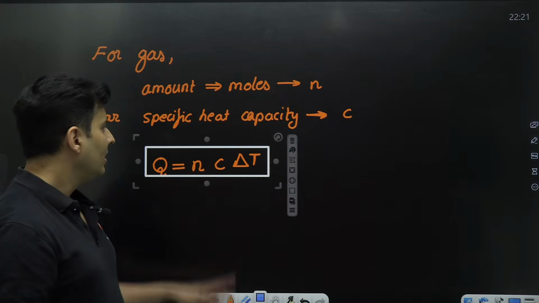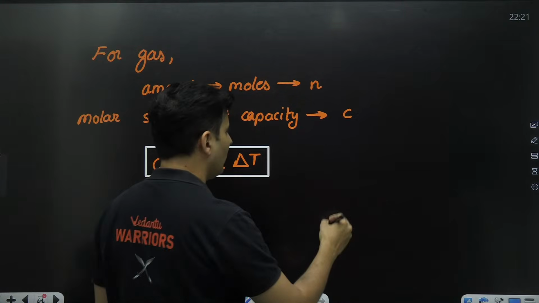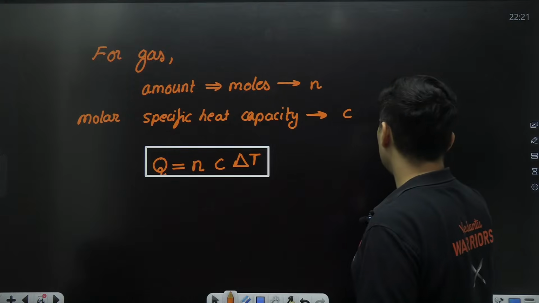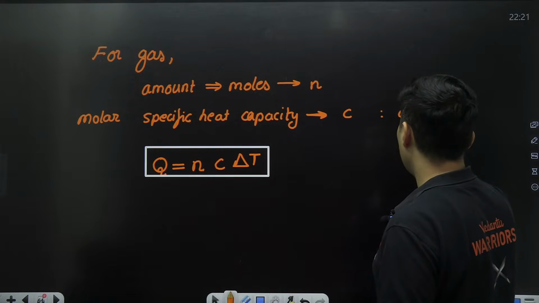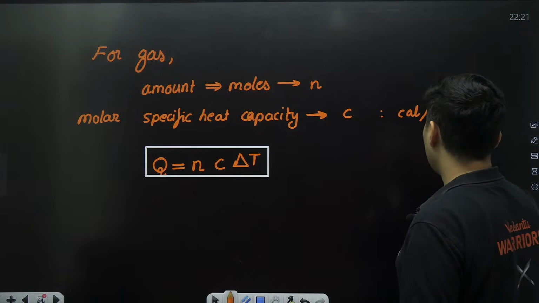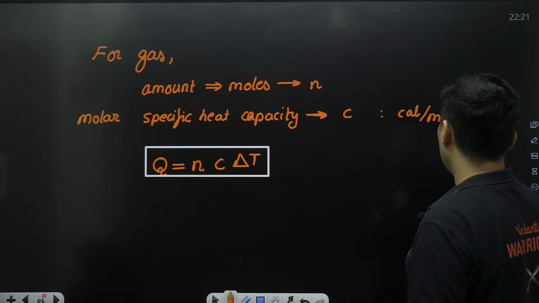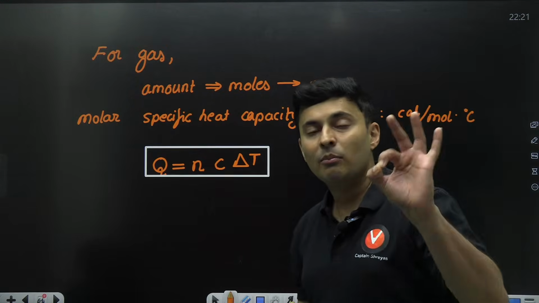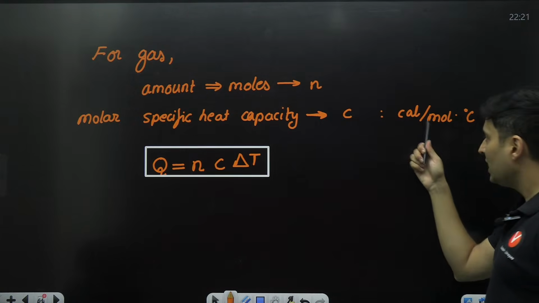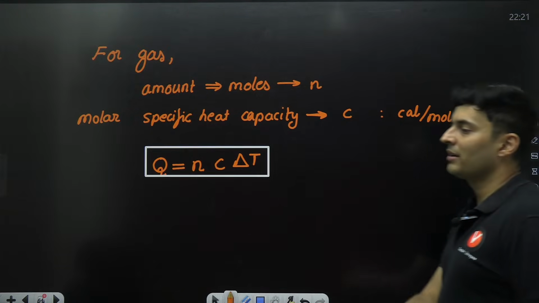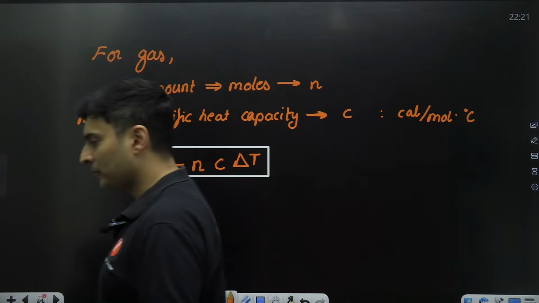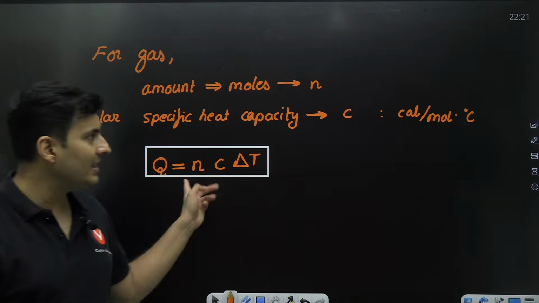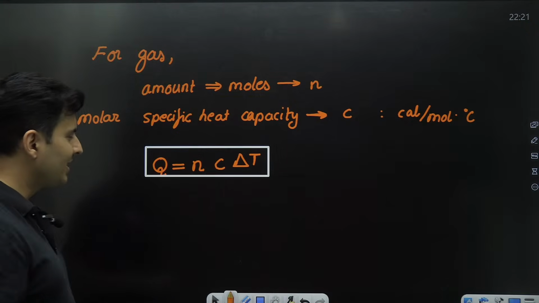n C delta T. And the unit of C is also very important. The unit of C is how many calories you give per mole per degree centigrade. So instead of calories per kg, it becomes calories per mole. That's the big difference out there. Is that clear? Yeah, you study this C in thermodynamics.